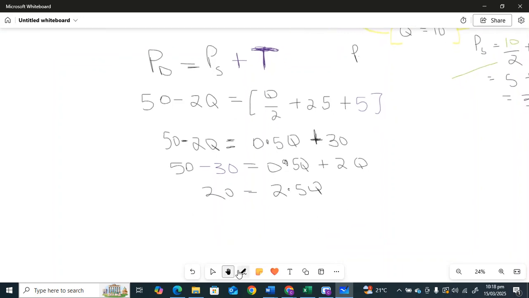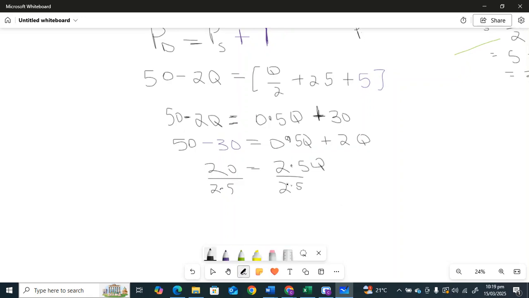To get the value of Q, divided by 2.5, divided by 2.5. Okay. 20 divided by 2.5, what do we get? 8. So Q equals 8.